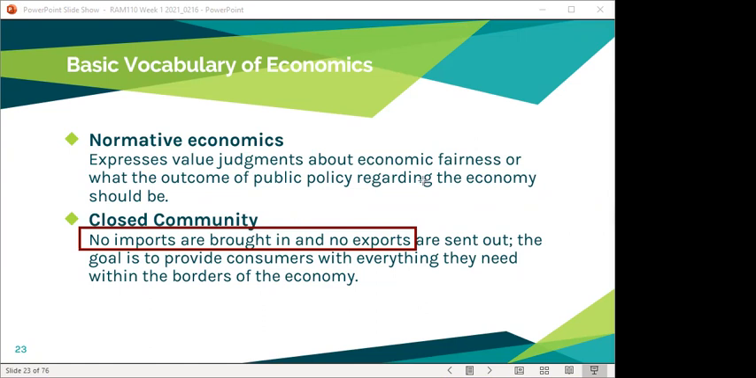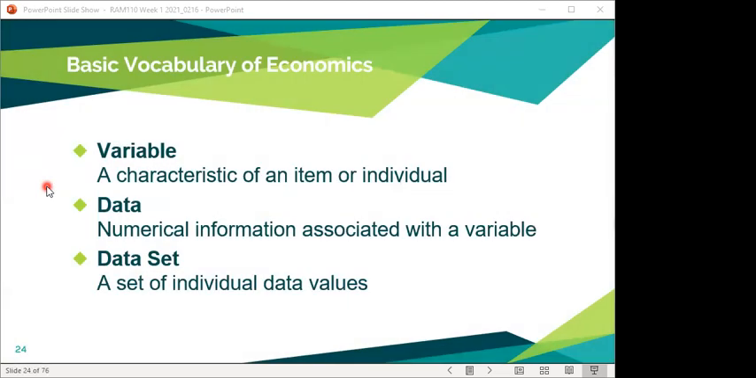And now, why is it so rare? Because it's hard to have all the things you need in a community within the community. Now, some could argue that can happen given the right geographic location, given the right type of people with the right talents and the right resources, sure, but it's not common. But it is good to know that these closed community concepts and normative economics exist, just to add to our vocabulary around economics.